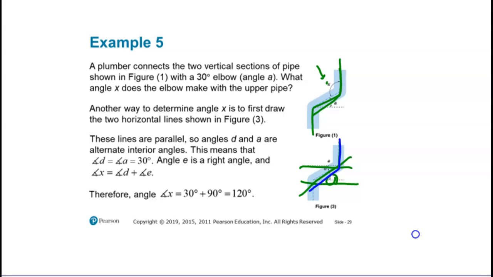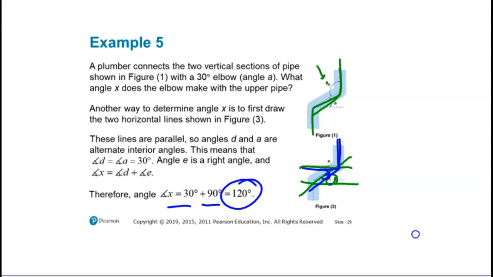a total angle of this, we can say that if X is 30 degrees, then D is also 30 degrees right here, because of the alternate angle. Then if that's 30 degrees and this is 90 degrees right here, 30 degrees plus 90 degrees is 120 degrees. So basically you break the problem up in a couple of different ways.